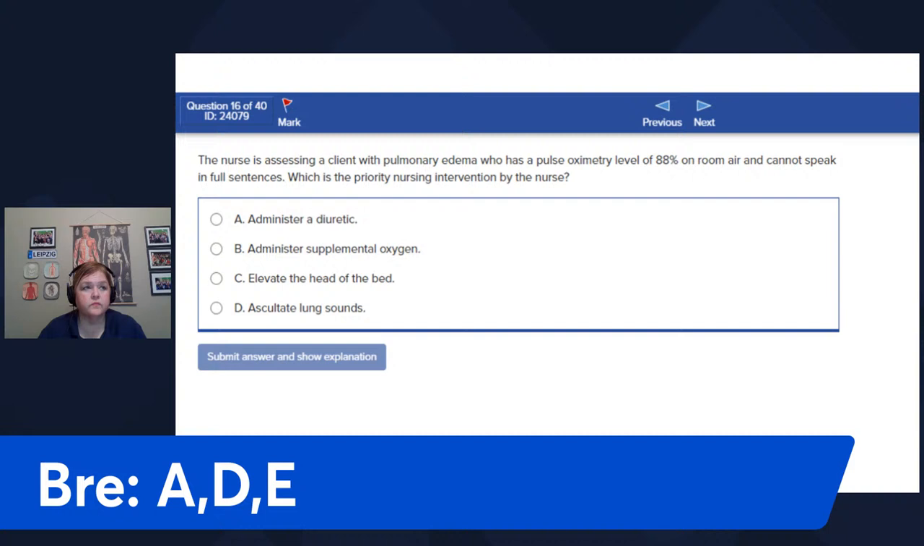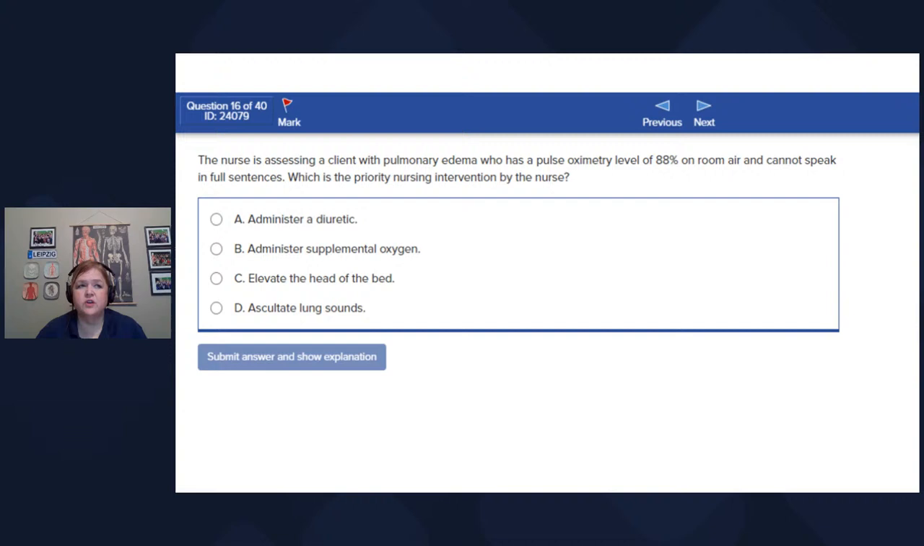Okay, now no shortcuts. Make sure you're forcing yourself as much as you can to eliminate answer choices and say why. Let's look at that stem. The nurse is assessing a client with pulmonary edema who has a pulse oximetry level of 88%. Now, I know that Nurse Liz put some great steps in there, like, hey, COPDers can kind of live like that all the time. But we don't know that this person has COPD, right? We just know that they have pulmonary edema and we know that their saturation is low.